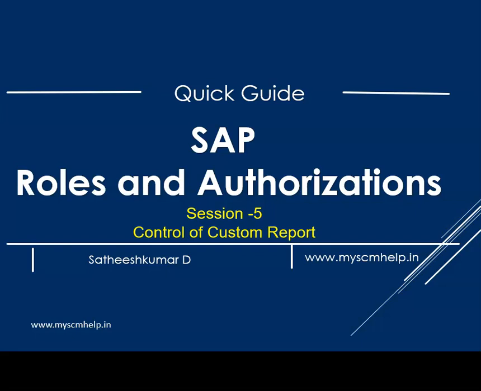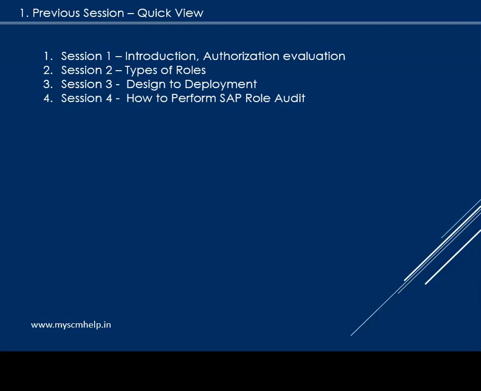This is session 5. In this session we will look into how to control the custom reports for the SAP roles and authorization. We already have completed 4 sessions on this topic. If you are a beginner, I will recommend you to go through all the sessions in the series. Session 1 talks about the introduction, authorization, evaluation, role creation, etc. In session 2 we have the types of roles. Session 3 talks about the design to development. Session 4, how to perform SAP role audit.